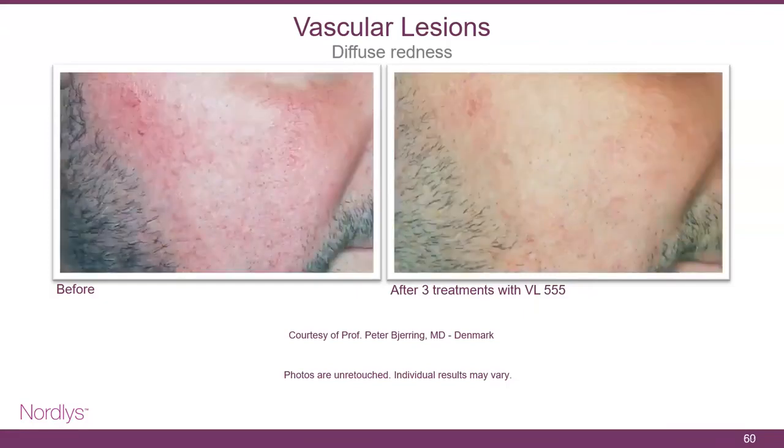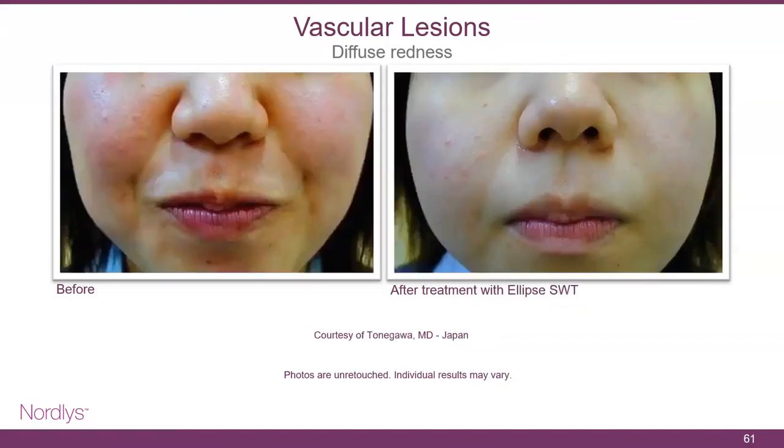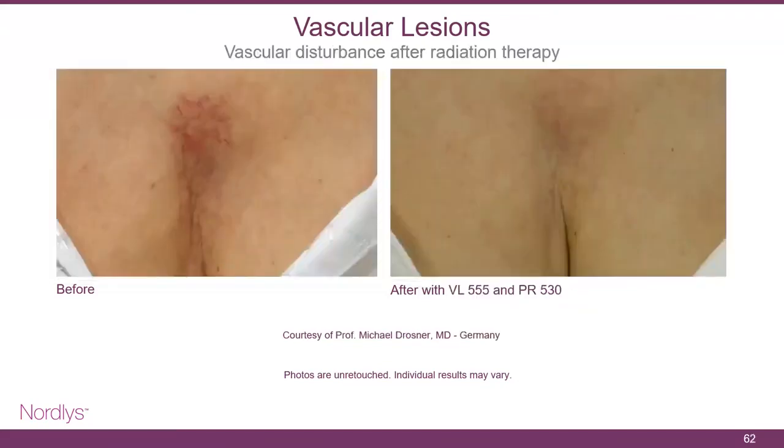Again, quite dark, so we're using 555. This is treating slightly darker skin. This is Asian skin, so skin type 4. Very safely, very effectively. Here we have some vascular issues following radiotherapy, and it was a combination of 555 and 530, because you can see you've got bigger and smaller vessels, and they're at different depths within the tissue. But very nice clearance. Probably one more session will clear all of this issue.